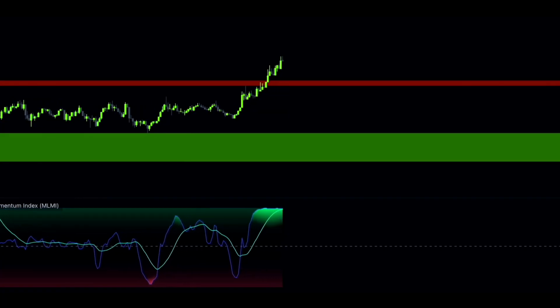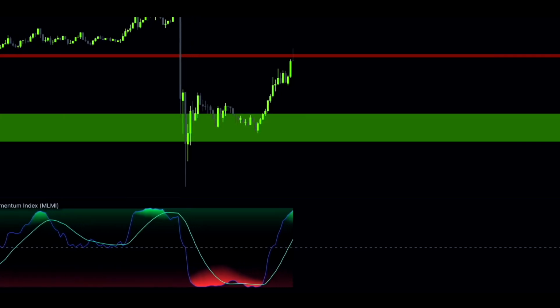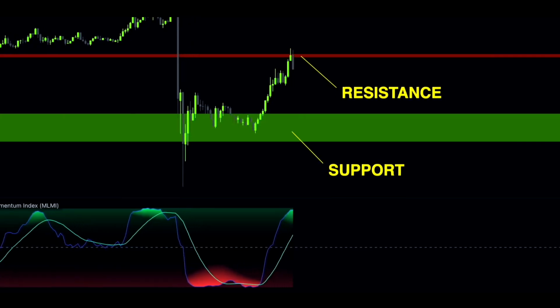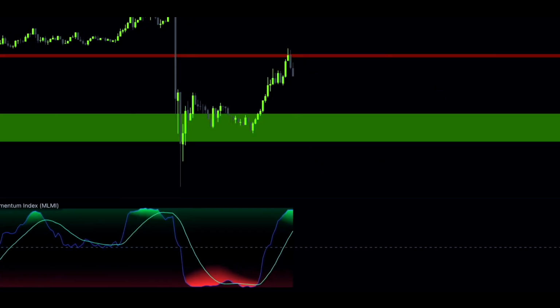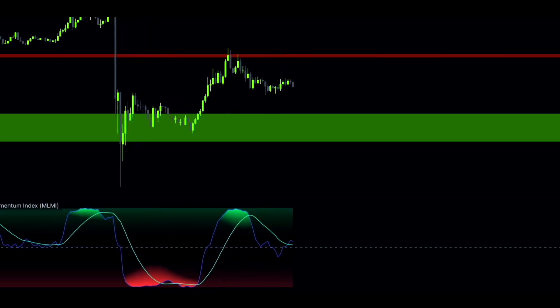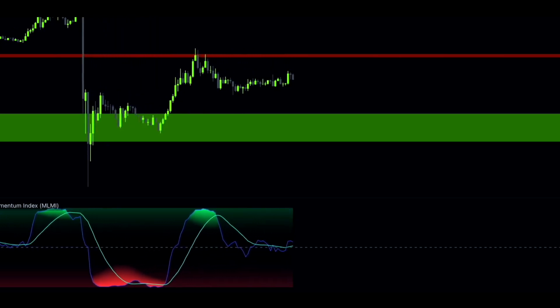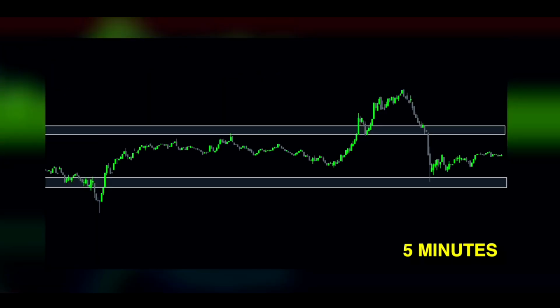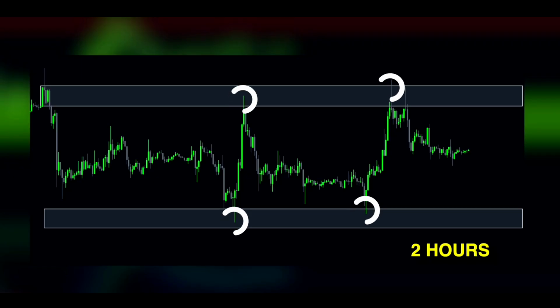Take the volume-based support and resistance indicator, for example. Since it's multi-time frame, you can choose which levels to display. I've found that higher time frame levels are far more reliable. The price respects these levels more often than lower time frame ones. Lower time frames introduce more noise, minor price moves that don't reflect overall market sentiment. Higher time frames filter out that noise, making support and resistance levels clearer and more dependable.